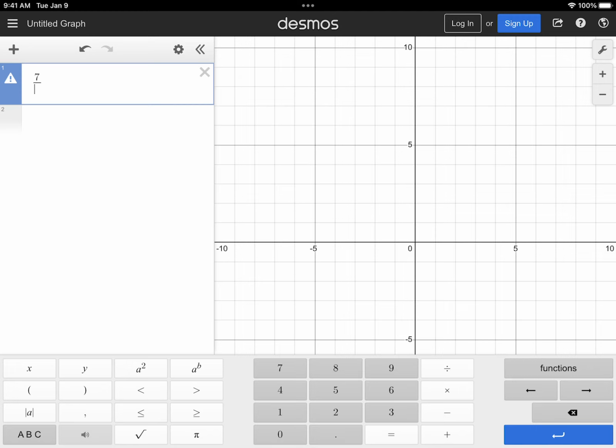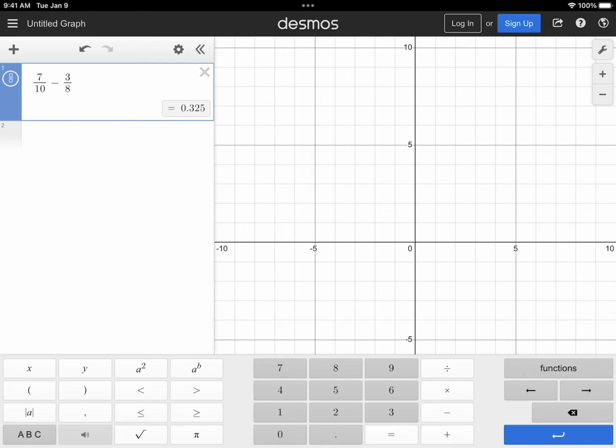So 7 divided by 10, and then I'm going to just move my cursor so it's in the middle right there, minus 3 over 8. So 3, again, division bar, top right next to the 9.